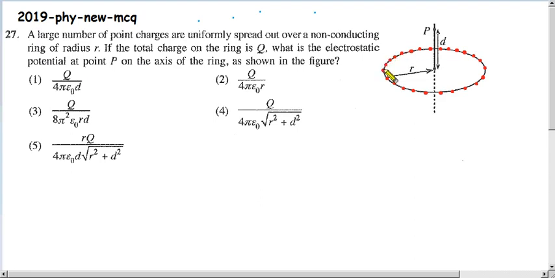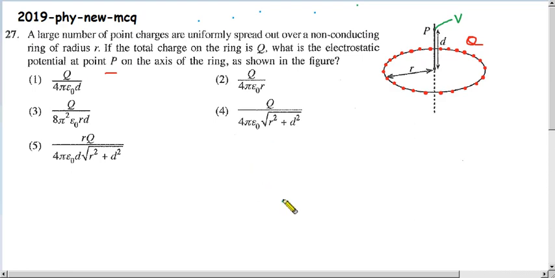So first of all, you have to visualize the question properly in your mind. Then the total amount of charge is given as Q. So what they ask is, what is the electrostatic potential at point P? So point P is this one. So the potential, what is the symbol for potential? V. They ask the value for V.